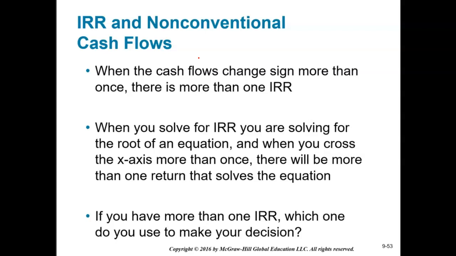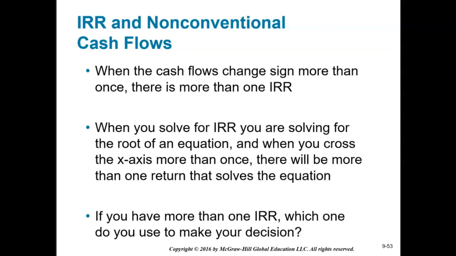So when you solve for an IRR, you are solving for the root of an equation, and when you cross the x-axis more than once, there will be more than one return that solves the equation. So if you have more than one IRR, definitely which one you are going to rely on is a big question. So let's understand this with a simple example.